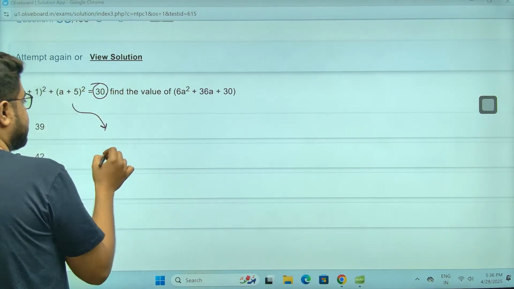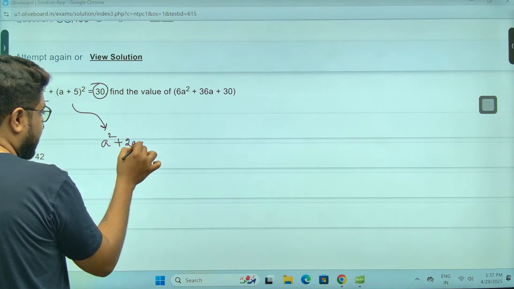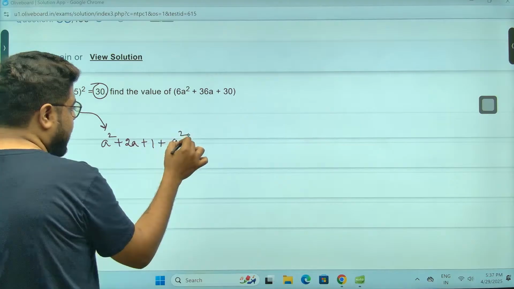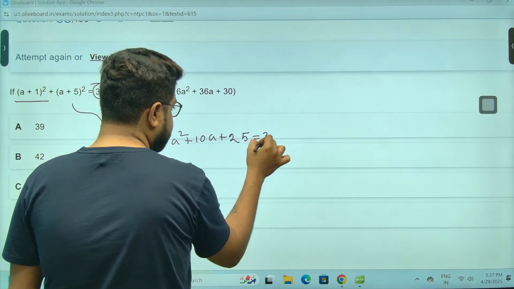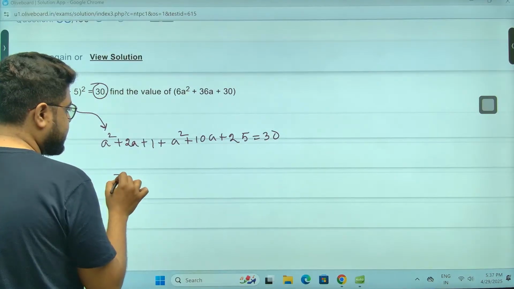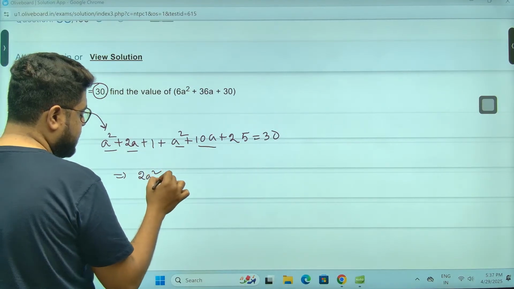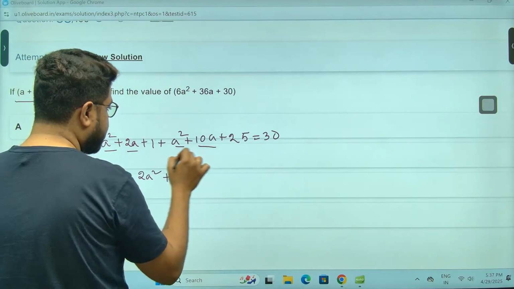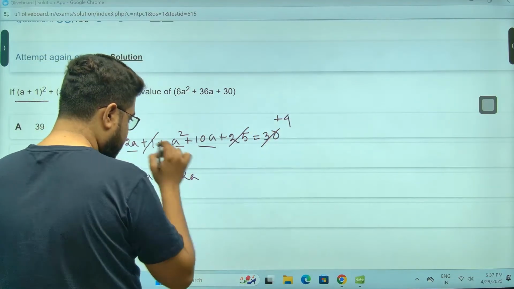So let's calculate, sir. Just breaking it down: a square plus 2a plus 1, sir. And this is a square plus 10a plus 25. It is 30, sir. A square plus a square, 2a square. 10a plus 2a, 12a. This is 26 and 30 means a plus 4. That is, sir, 4.